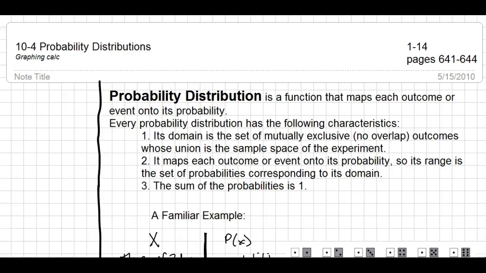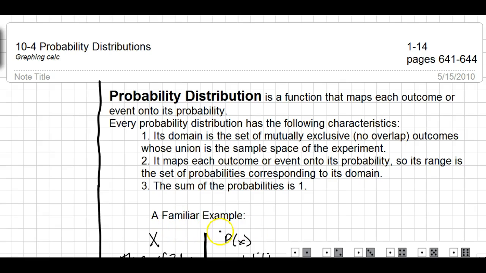This lesson is for FST, lesson 10.4 on probability distributions. Students, you will need a graphing calculator for some of the questions in this lesson. A probability distribution is a function that maps each outcome or event onto its probability.